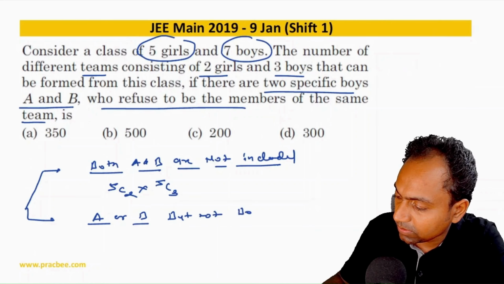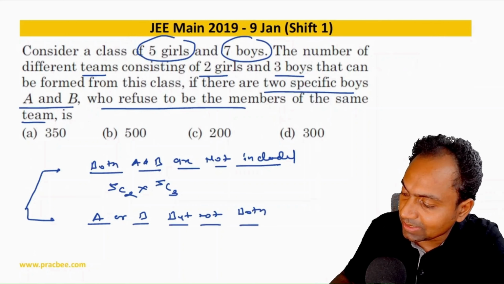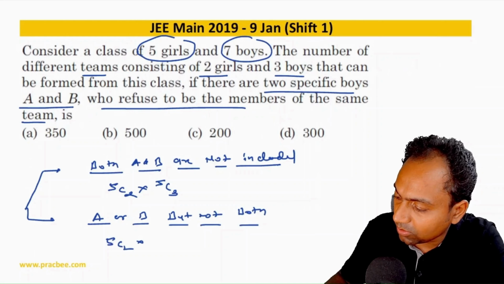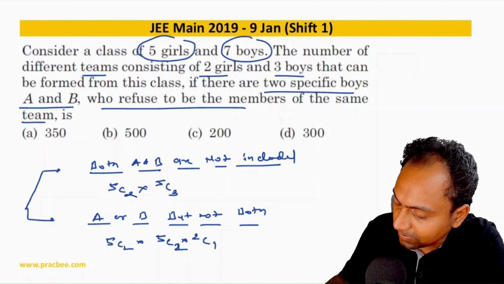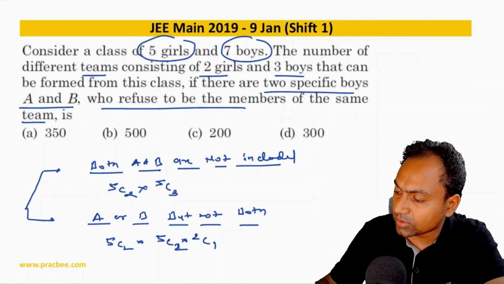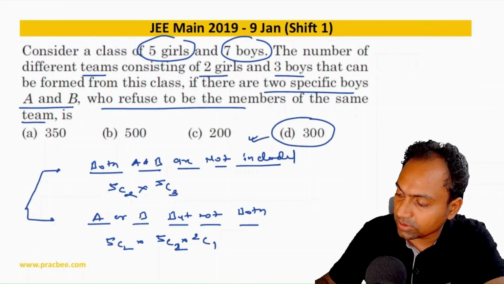are included. Now, in this case, what you can do is, out of 5 girls, we can take 2 girls. But out of the 5 boys now, we can take only 2 boys. And out of those 2 boys, A and B, I can take 1. If I sum this up, it comes out to be 300. That is nothing but option D.